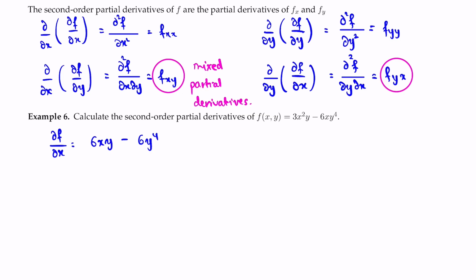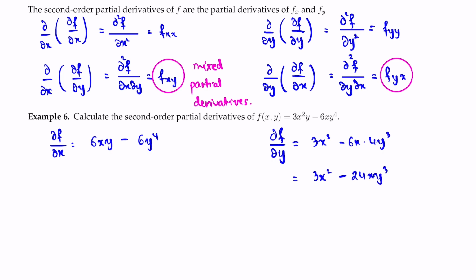Now for partial f partial y, you're going to take the partial derivative of the function with respect to y. In this context, you're going to treat x as a constant. So the partial derivative of this term with respect to y is going to be just 3x squared. And the partial derivative of this term with respect to y is going to be negative 6x times 4 times y to the 3rd power. And you can simplify this result and you get 3x squared minus 24x times y to the 3rd power.